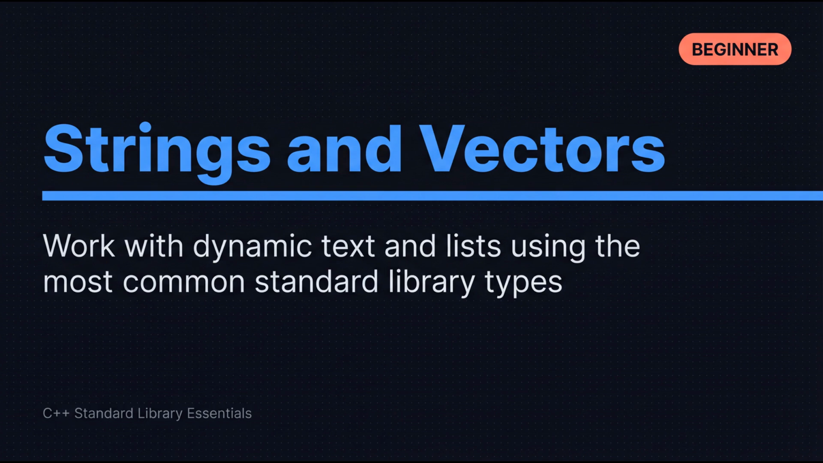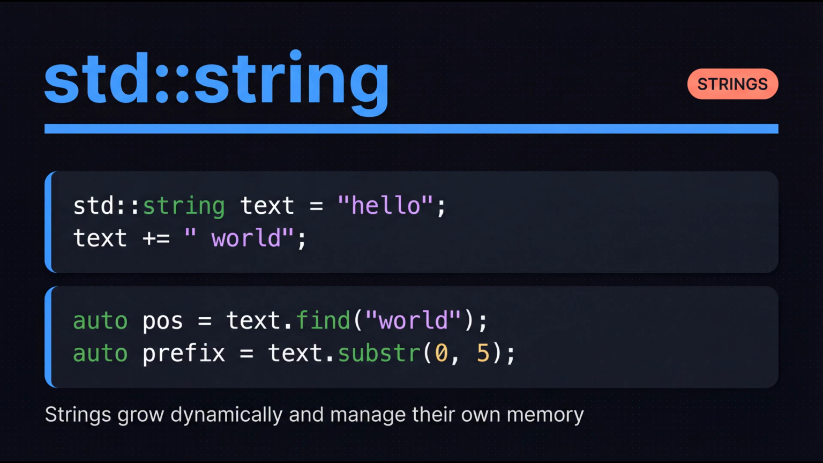Let's get started. A string in C++ is a dynamic sequence of characters that manages its own memory. You create one with std::string text = "hello". You can append to it with the plus-equals operator: text += " world". Now text contains "hello world".